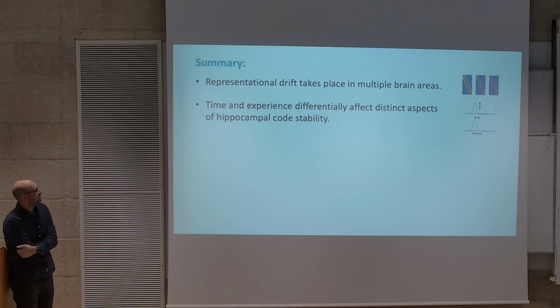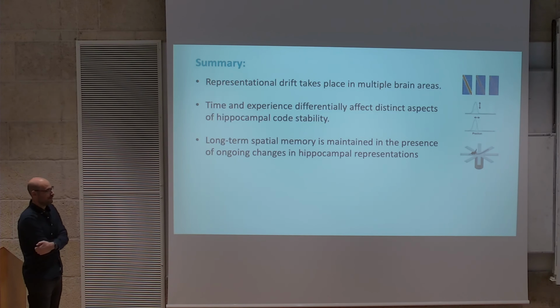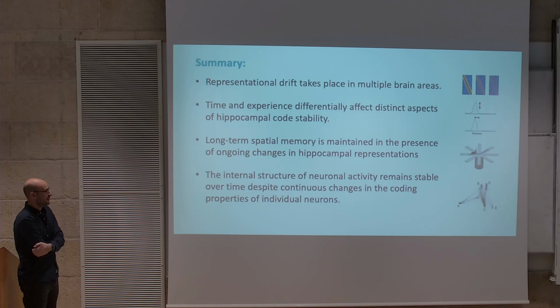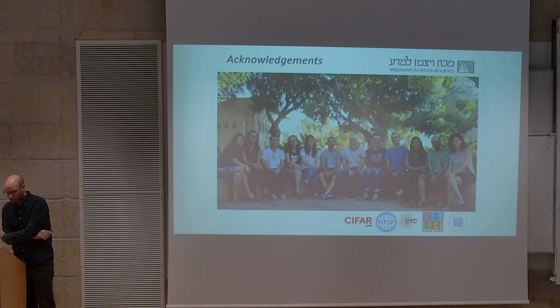Right, so I've shown you that drift takes place in multiple brain areas, and that time and experience affect distinct aspects of hippocampal code stability. Long-term spatial memory is maintained in the presence of ongoing changes in hippocampal representations, and the internal structure, or the structure of relationships between neuronal activity patterns, remains stable over time despite continuous changes in the coding properties of individual neurons. And yeah, that's it.